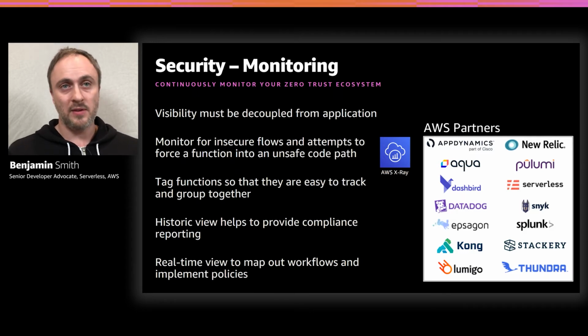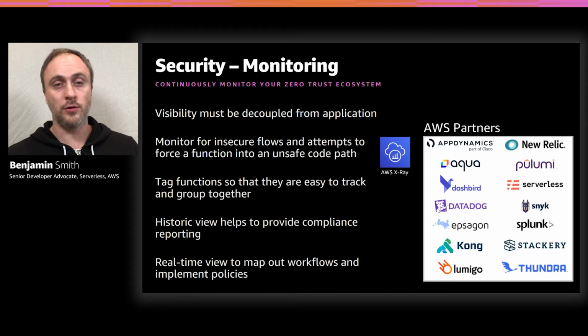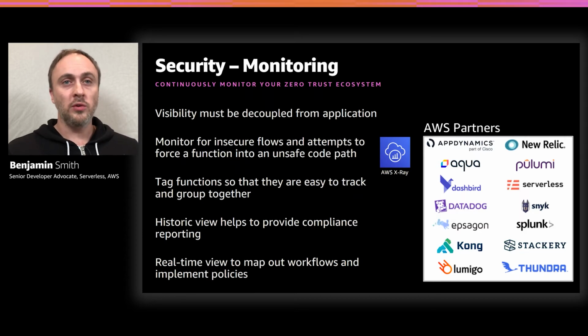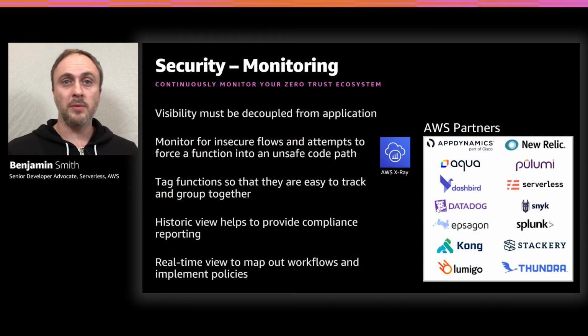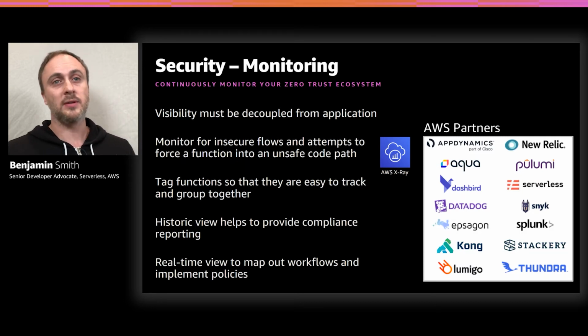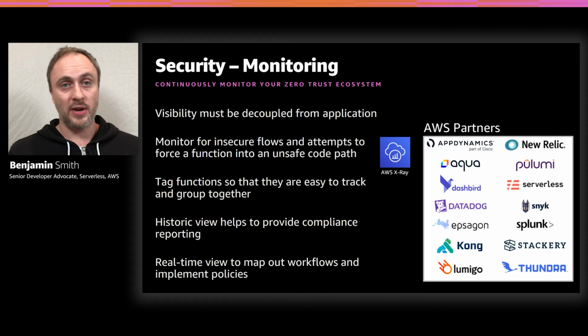So to maintain visibility as your application grows, you need to make sure that visibility is decoupled from the application business logic. First of all, it helps to tag your functions, and that makes them nice and easy to track and group together. But you should also continuously monitor the entire zero trust ecosystem, and you should do that using a combination of historic and real-time views. So historic views help you to provide compliance reporting, whereas real-time views help to map out workflows and implement policies. And AWS X-Ray is a great tool for this.